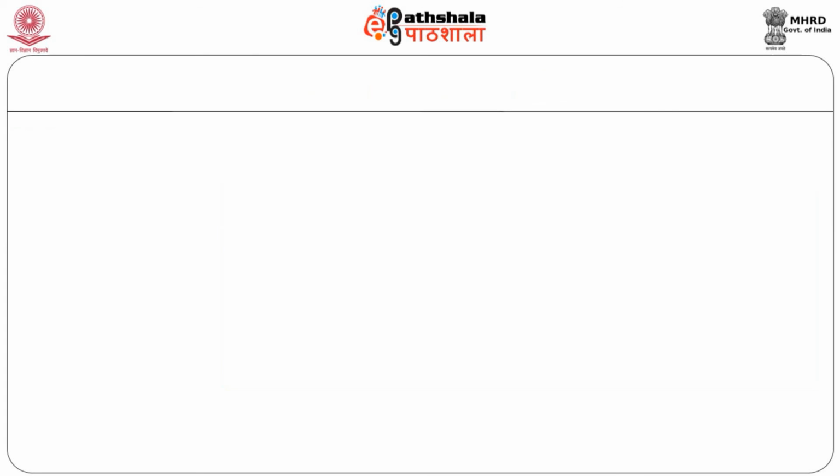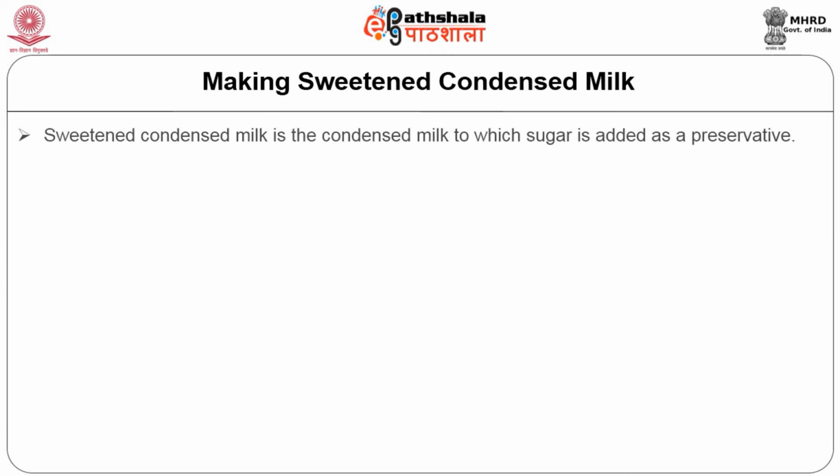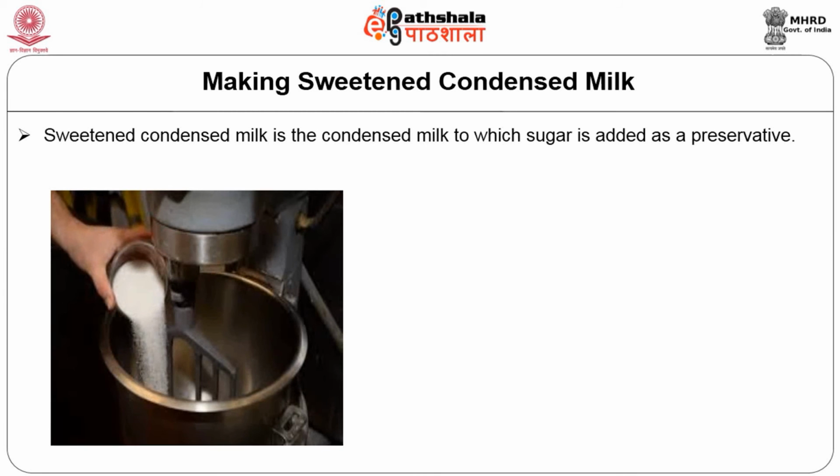So far we have learned the process of making condensed milk. Now let us learn the process of making sweetened condensed milk. Milk from which water has been removed is called condensed milk. Sweetened condensed milk is the condensed milk to which sugar is added as a preservative.